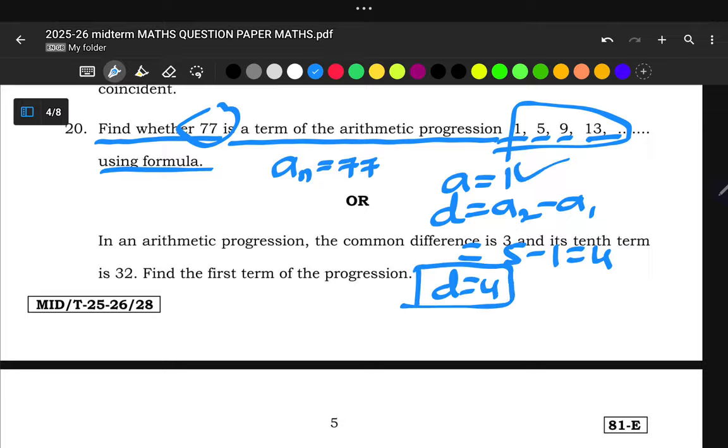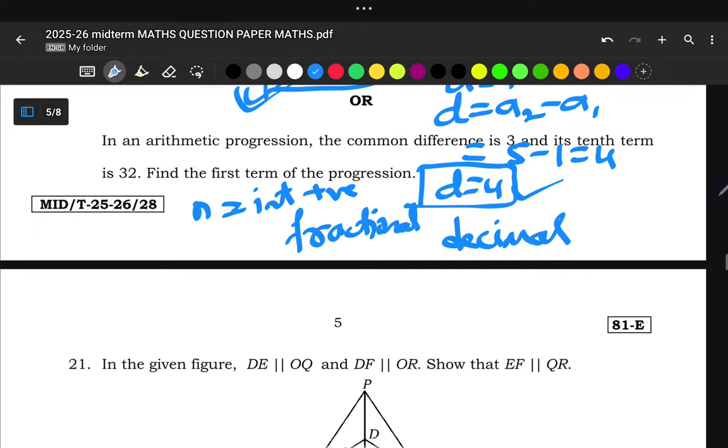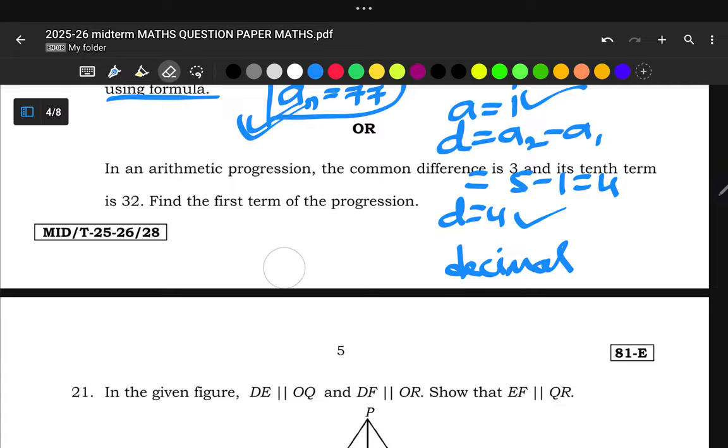A1 is 1, D is equal to 4, and An is already given, that is 77. Just find out the n value. If the n value is a positive integer, then it is a term of the AP. If you are getting a fractional or decimal value for n, it means that it is not a term of the AP. Okay, now let's solve by using the A and D values and the formula for the nth term.